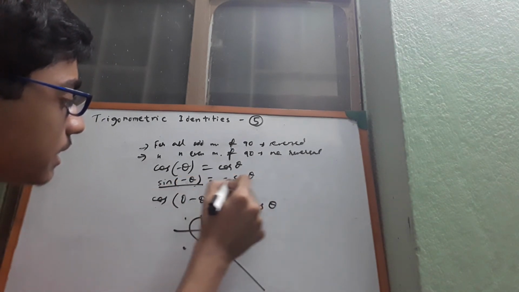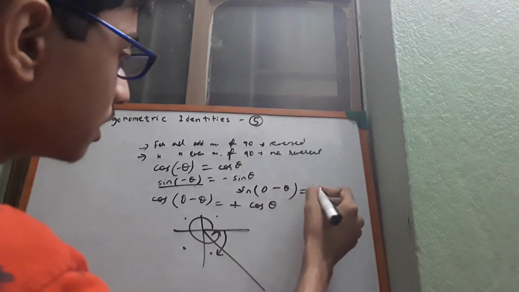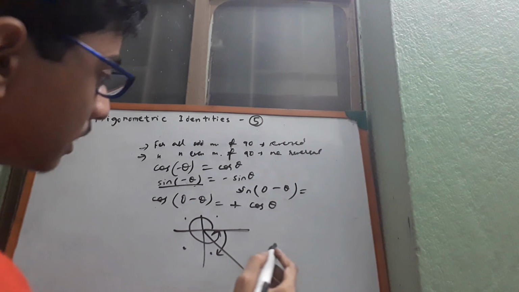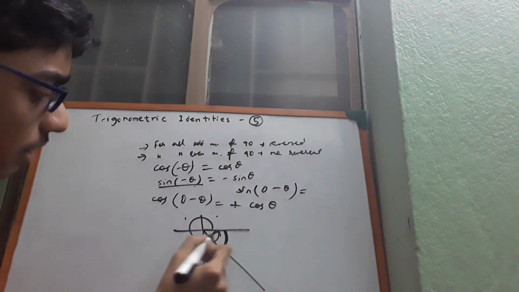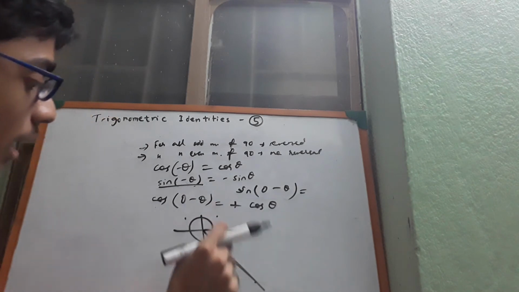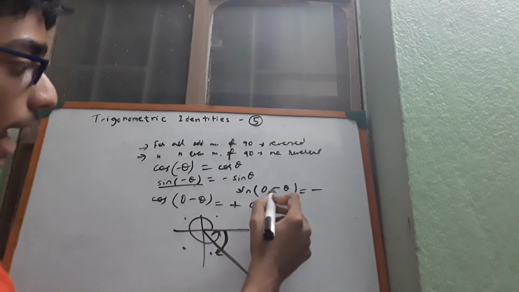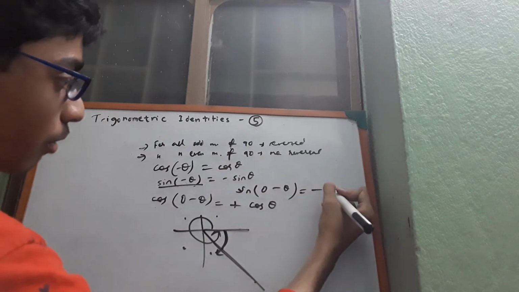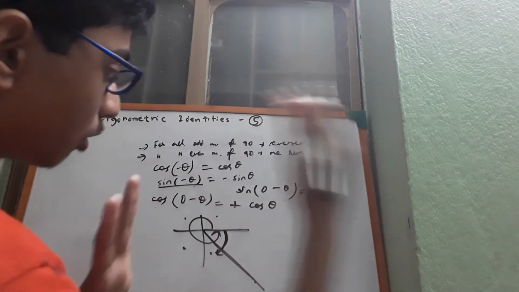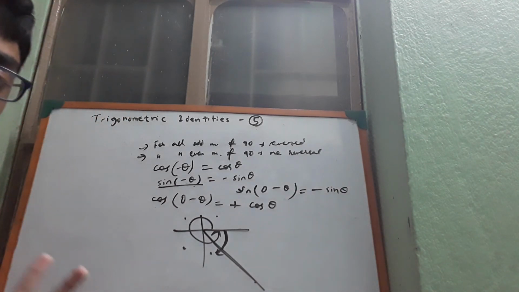Similarly, consider sine of minus theta, which can be written as sine of 0 minus theta, where we are applying the same concept. We end up with the same position, but now we are considering a sine function. In the fourth quadrant, sine is not positive, sine is negative. So anyway, we'll have negative, and as it is an even multiple of 90, the function will not be reversed; it will stay as it is. So negative sine theta. Simple derivation.